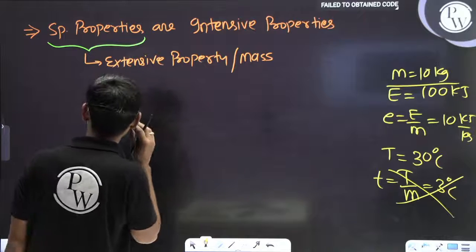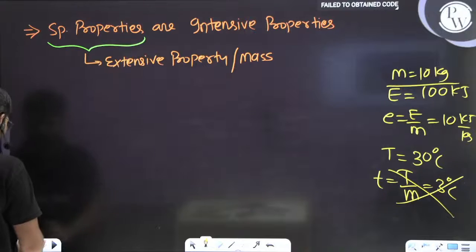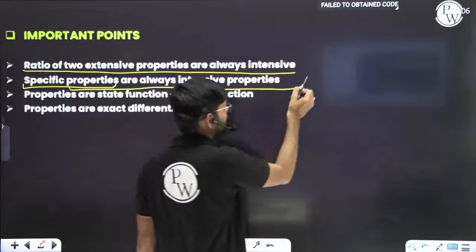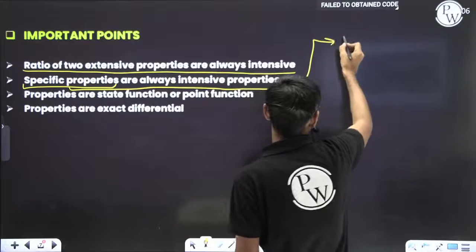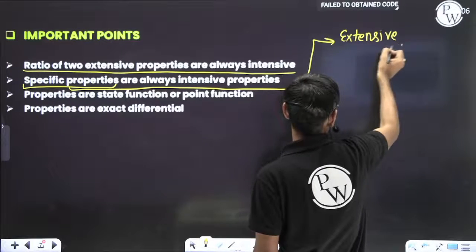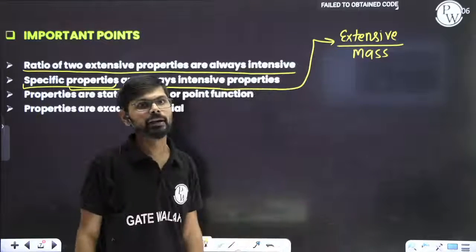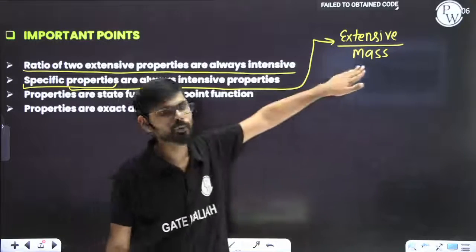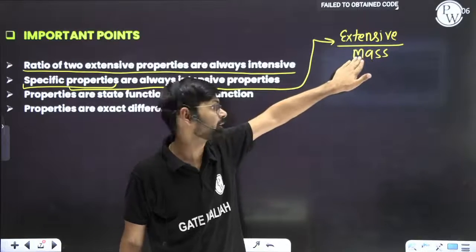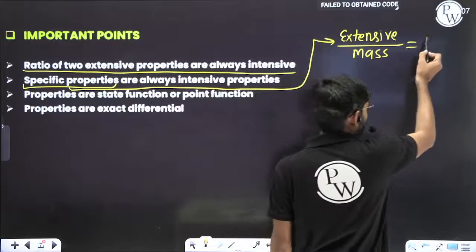Now let me tell you one thing, this is nothing but the first statement only. This is about intensive properties. Now what is a specific property? I told you, a specific property means extensive property per unit mass. So listen here, in the numerator the property is extensive, in the denominator also the property is extensive. Mass is also an extensive property. So the ratio of two extensive properties is always intensive.